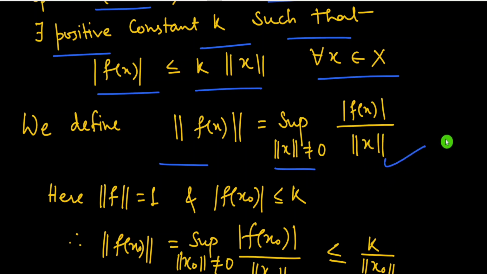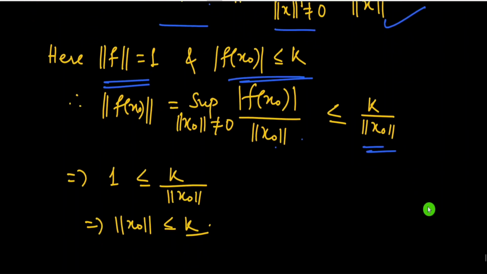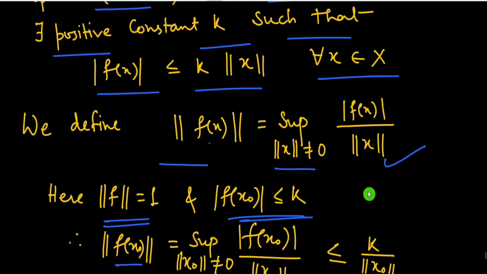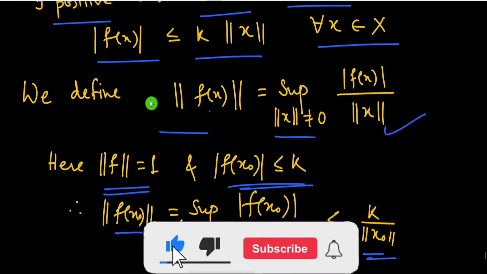And we define the norm of f as the supremum over x not equal to 0 of the modulus of f(x) by the norm of x. Now, here it is given that the norm of f equals 1 in our problem. Therefore, we put this, and since this is the supremum of the modulus of f(x0) and it is given that this is less than or equal to k, we can write this is less than or equal to k by the norm of x0. Now we put the value of norm f equal to 1, and we get the norm of x0 is less than or equal to k, since the norm of x0 is a positive quantity. Therefore option A is correct here.